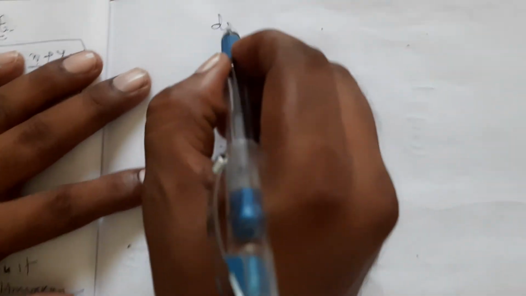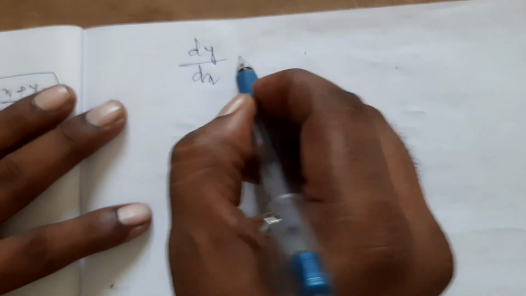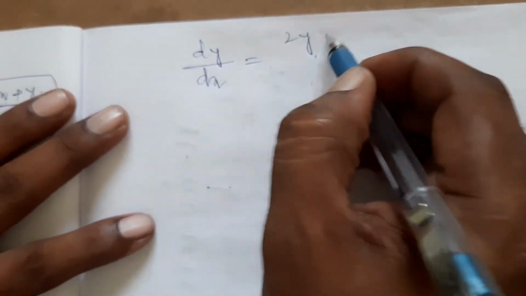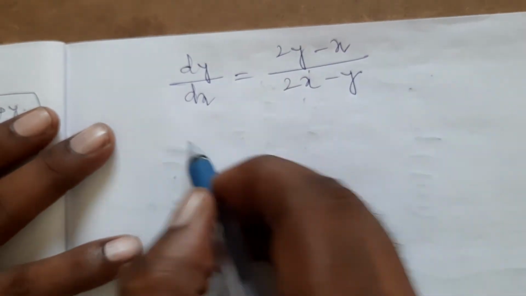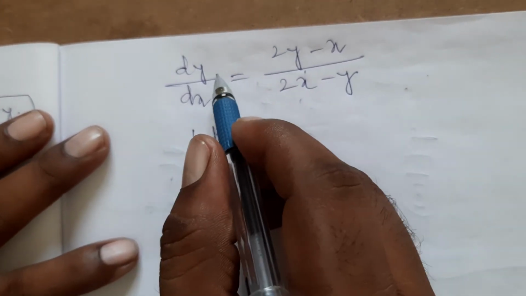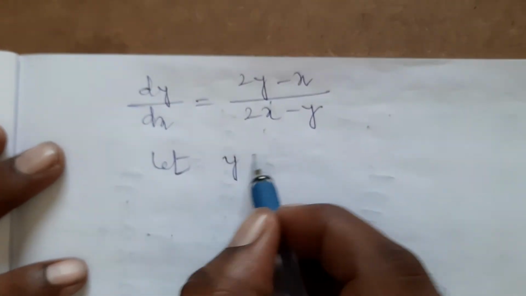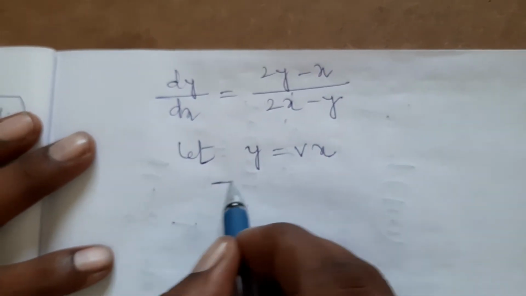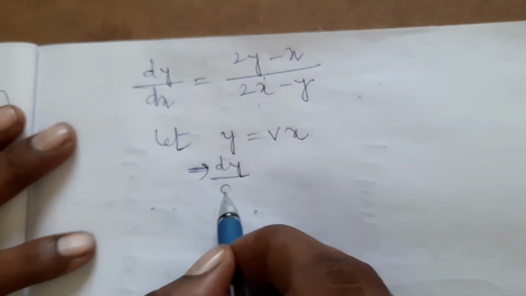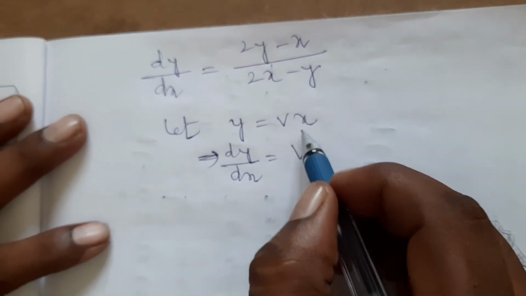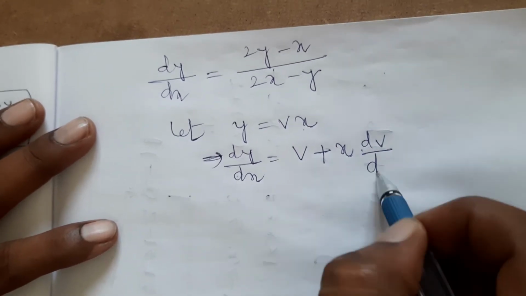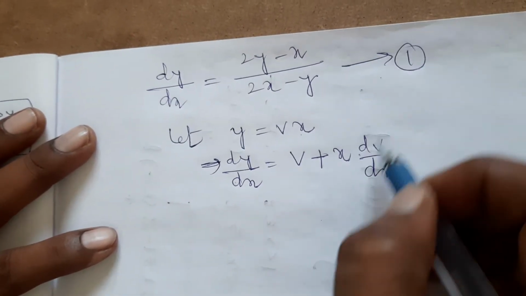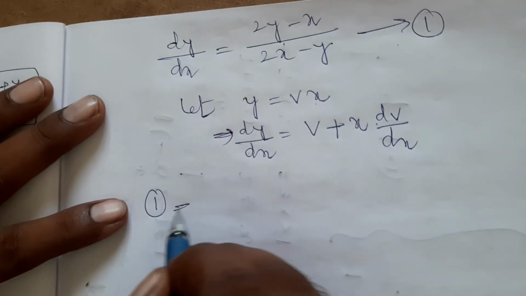For a homogeneous differential equation, I already told you what substitution we have to take here: y is equal to vx. To solve the homogeneous differential equation, we let y equal vx. Then what is the value of dy by dx? dy by dx is equal to v into the derivative of x, which is 1, plus x into dv by dx. Replace this value in equation number 1.